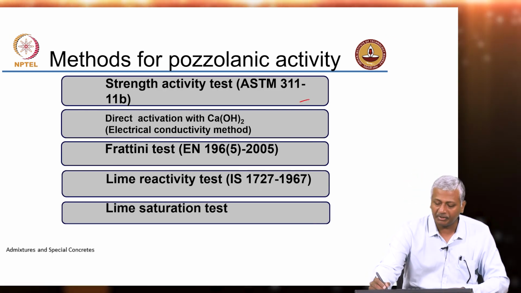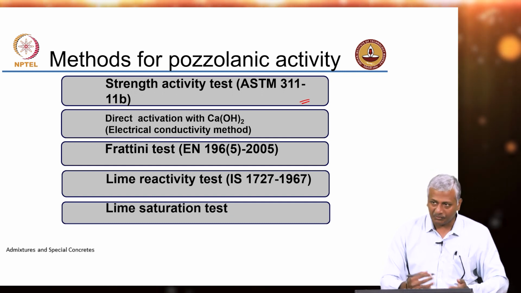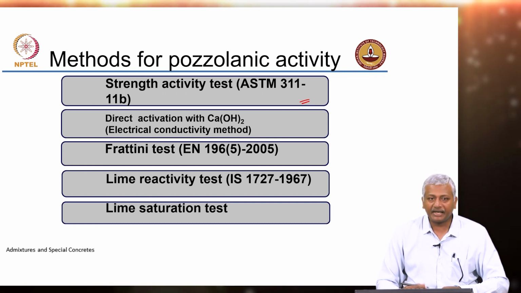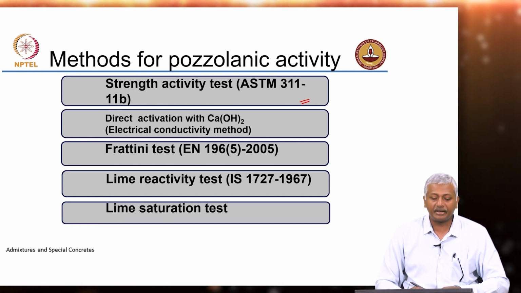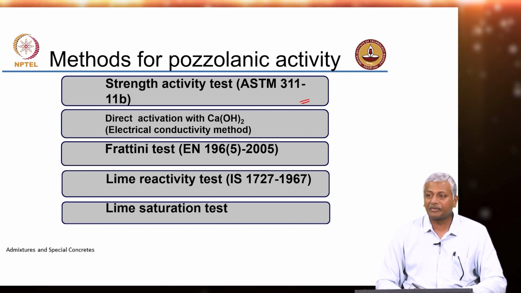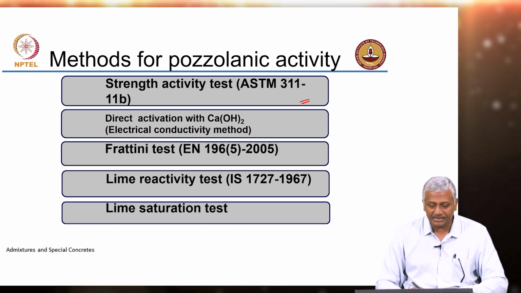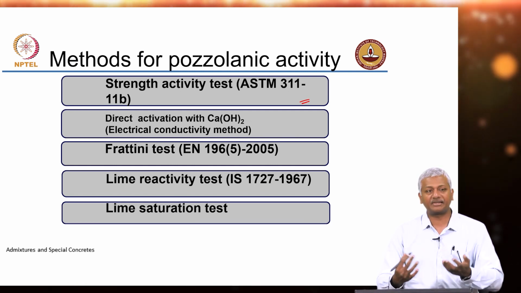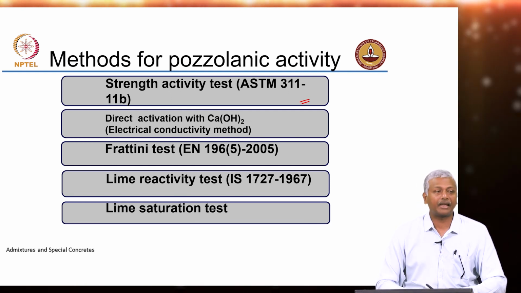Of course, we already talked briefly about the strength activity test, but we will take a look at the mixture design in just a minute. We also have the electrical conductivity determination by direct activation with calcium hydroxide. There is a more chemical test called the Frattini test, and then of course the IS lime reactivity test, which is also a strength activity type of determination, and lime saturation tests.